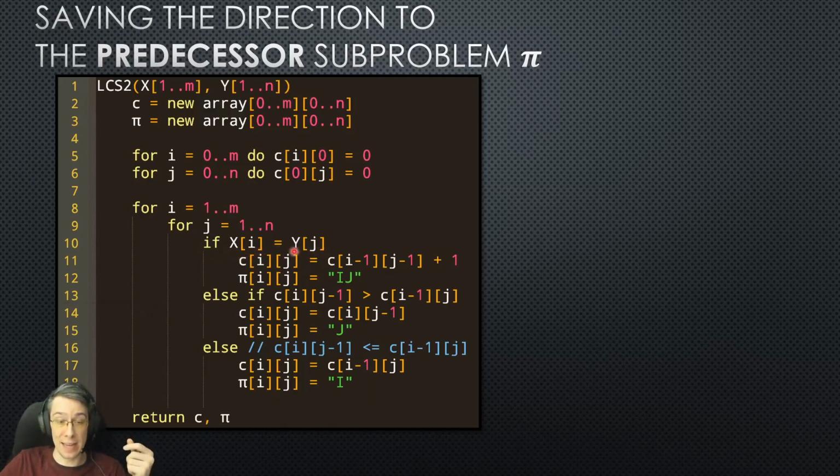So if xi is equal to yj, then we add 1 and refer to entry C i minus 1, j minus 1. And we store ij because we need to decrement i and j. If we're in this case, Cij was computed using C i minus 1, j minus 1, so we set pi ij to ij, which will indicate that when we backtrace, if we want to figure out where Cij came from, you just decrement i and decrement j, right?